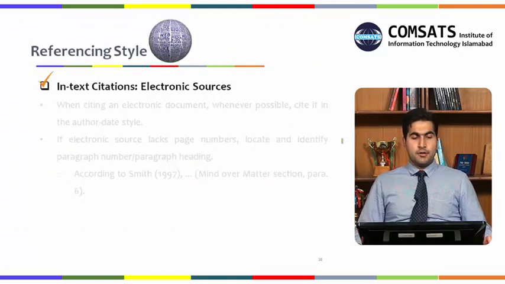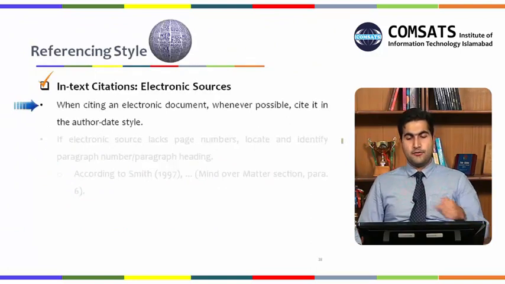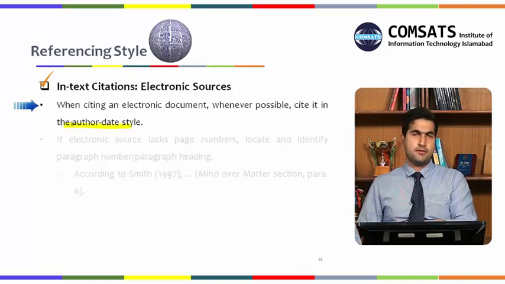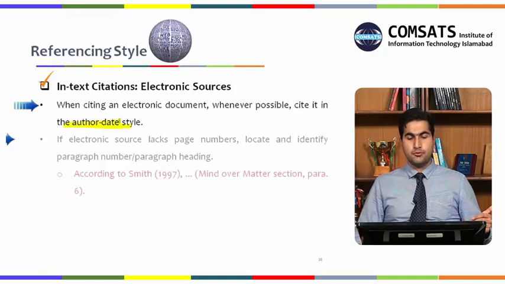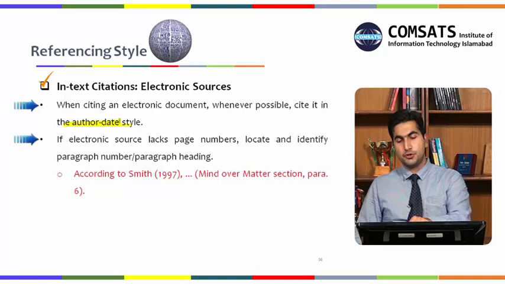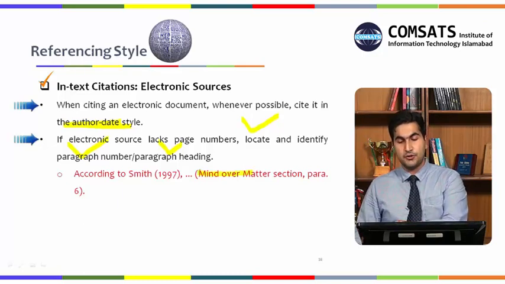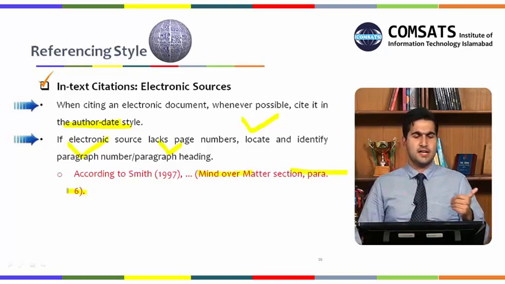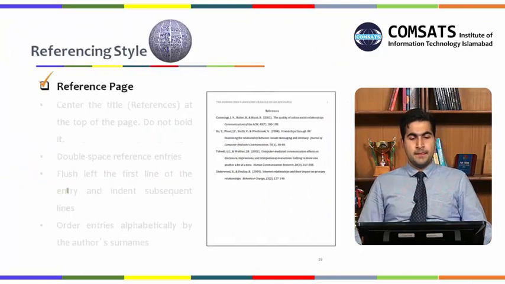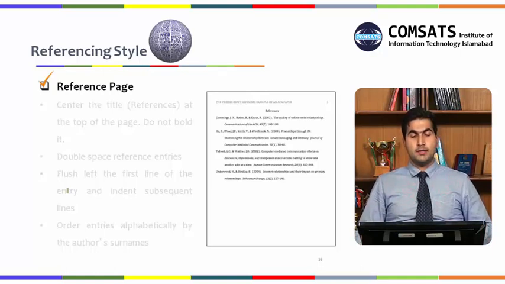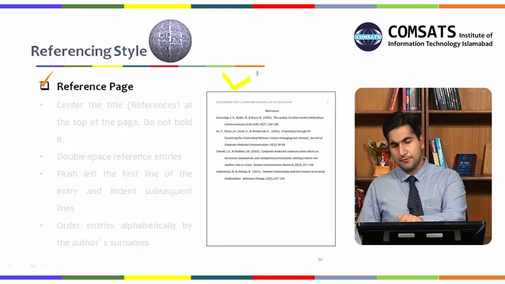In case of your electronic sources, well, the point is try to cite it in the author date style, but if you are unable to do it, then of course try to search for, identify their paragraph number and heading as done over here. Topic, section, paragraph number 6. So that's how you have to make things easier for the reader to follow. Now looking at the reference page, what points should be there in mind while you are preparing your reference page? That's how the reference page should appear.